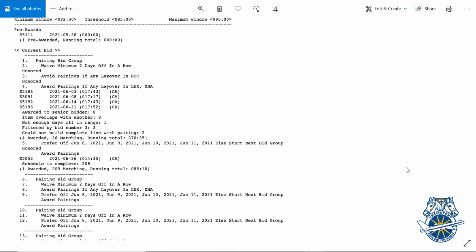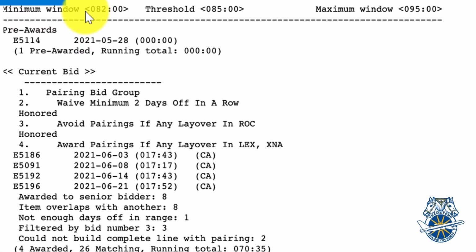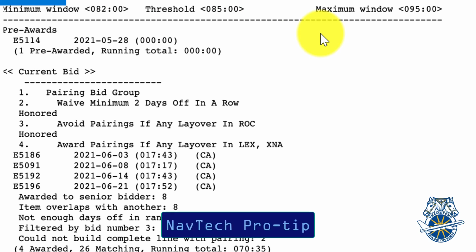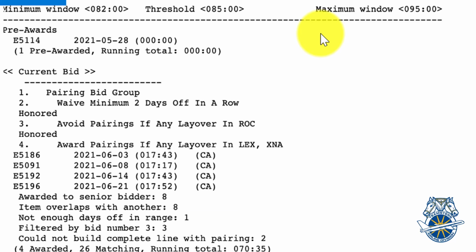And you know, we constantly get questions on this. Our big one to start off with is just right up here at the top where it says min window, threshold, and max window. So let's kind of talk about those. So a lot of people wrongly assume the min window is what actually the min credit is set to, and that's not what these actually mean up here. And we've already talked to NavBlue about actually rewording these up here.